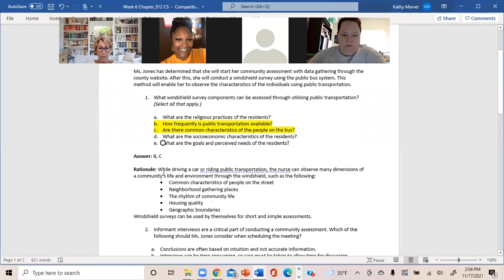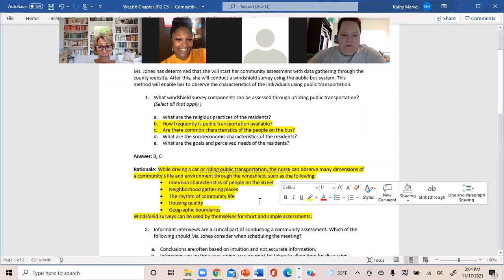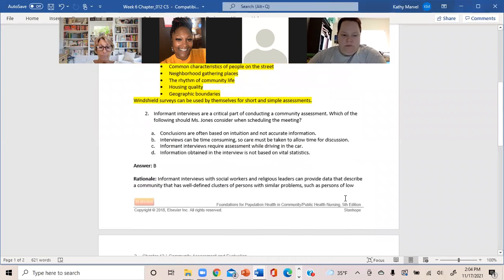And so our rationale is about what a windshield survey is. You guys, I'm telling you, rationales are really good learning tools. They really are. So while driving your car, riding public transportation, the nurse can observe many dimensions of the community through a windshield survey. And here's a list of things you can do.